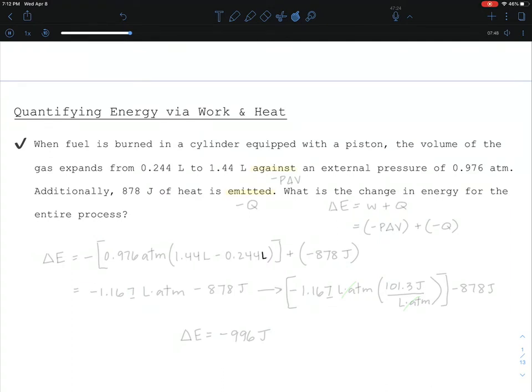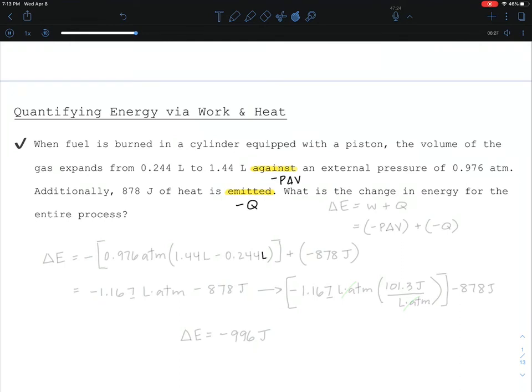So first of all, we have to notice a couple of things here. We notice that the word emitted is being used. What does that mean for us? It means that the heat is being given off, so negative Q. What else do we notice? We are doing work against an external pressure, right? That work being done against an external pressure for us means negative P delta V. Work is being done by the system onto the surroundings.